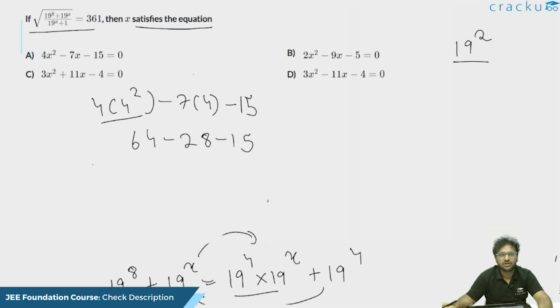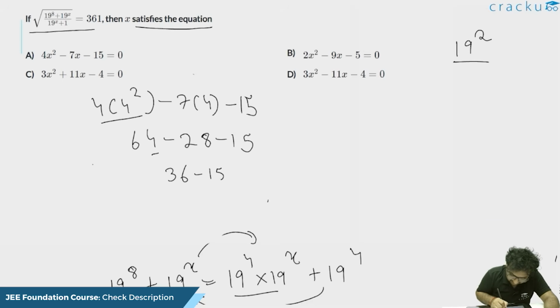See, if we don't want to calculate, just see the last one. This is 4. 8 plus 5 is what? 13. So 24 minus 13 will not leave the last digit as 0. Okay, I am just taking the ones digit, but we can check otherwise also. So 64 minus 28 is what? 36 minus 15, which is equal to 21, which is not equal to 0. Hence this is the wrong option.